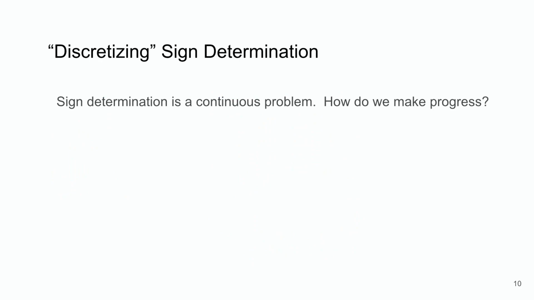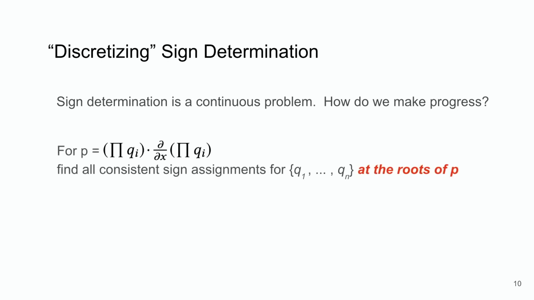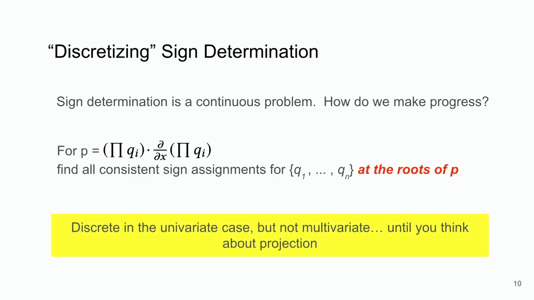Now I need to dig a little bit more into sign determination. Sign determination is a very continuous problem, and we need to be able to make progress on it in a computer. How do we do that? We're first going to transform our problem. Instead of just looking for the consistent sign assignments to some set of polynomials, we're going to look for the consistent sign assignments at the roots of some auxiliary polynomial. I'm mostly blackboxing this step. The intuition is that this is a more computable format of our problem. In the univariate case, this is a completely discrete problem. In the multivariate case, it's not exactly discrete, but if you think about projection, you can see why this helps us make progress.